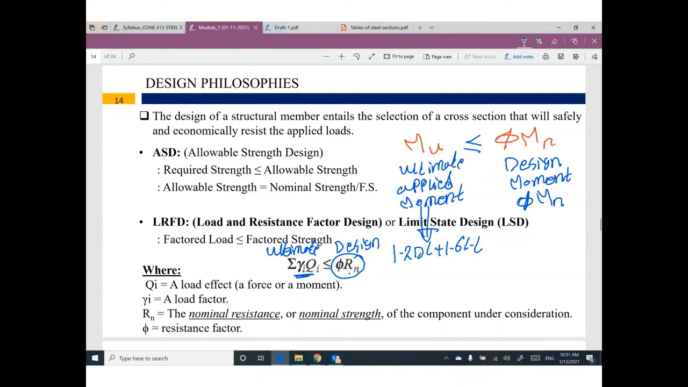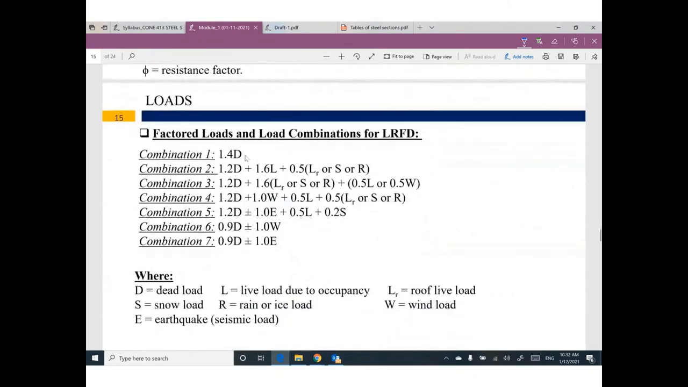We have another method which is called allowable stress design. We will not use this during our course. And we learned what the difference is between both of them. How can we apply the factor of safety? Anyway, this is the design philosophy for steel, which is the same for concrete. Just to remind you, we have something called load combination. We have dead load, we have live load, we have snow load, we have wind load, we have earthquake, we have different types of load.